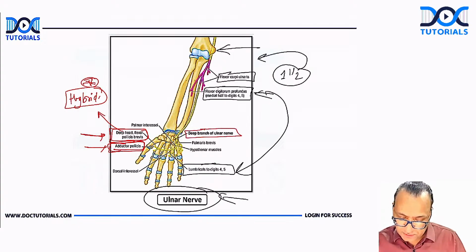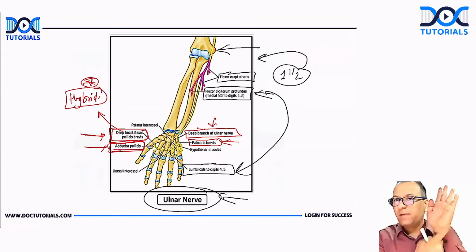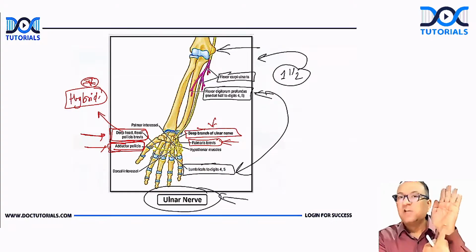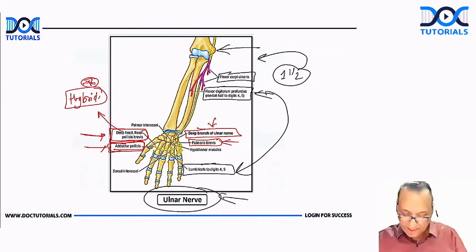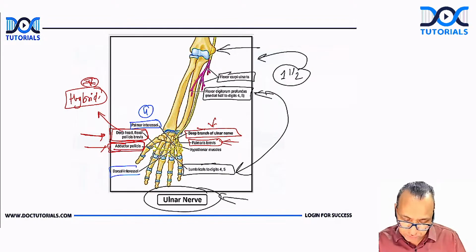If you're talking about the deep branch of the ulnar nerve, it will supply all the muscles in the hand except for palmaris brevis, because palmaris brevis is superficial. It will be supplied by the superficial branch of the ulnar nerve. So palmaris brevis: superficial branch of ulnar nerve. Otherwise, all the other muscles in the hand which are supplied by the ulnar nerve are by the deep branch, like the 4 palmar interossei or 4 dorsal interossei. They're very deep muscles, supplied by the deep branch of the ulnar nerve.